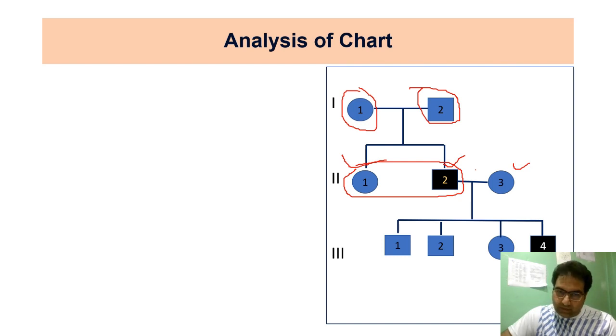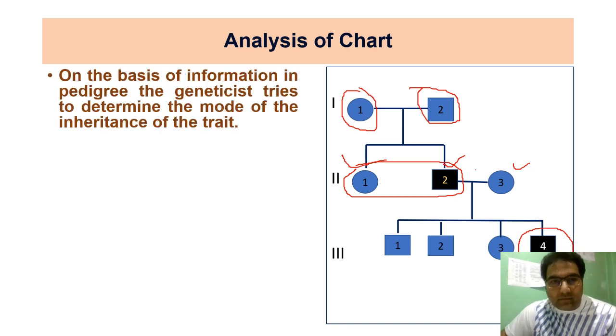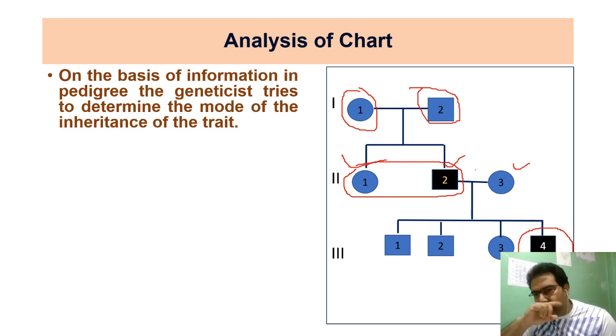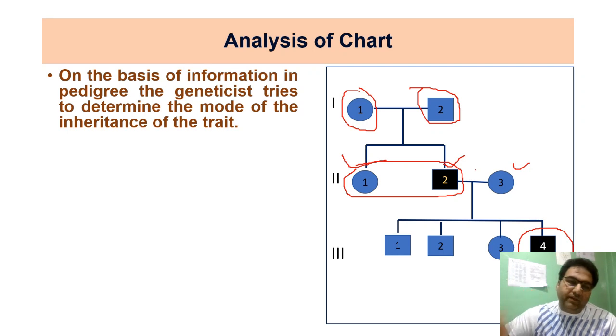The first one is male, the second one is male, both are normal. The third one is female, a normal female. But the fourth one is a male, an affected male. Now, what do the scientists want to infer from these very charts?